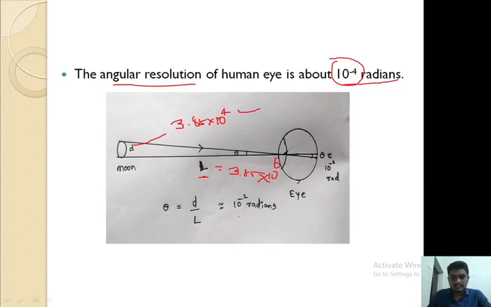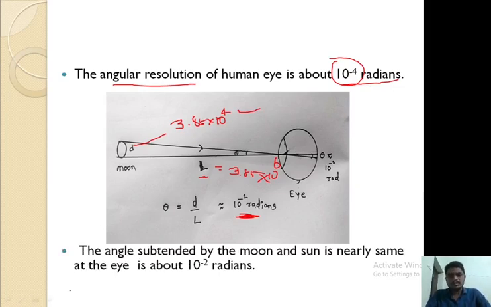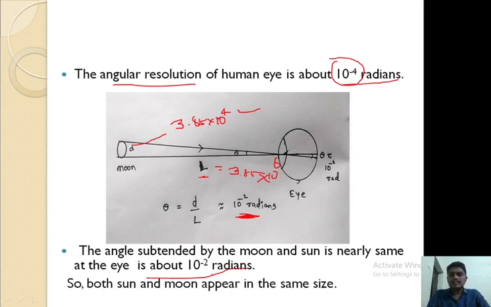So you will get the angle subtended by the moon about 10 power of minus 2 radians, which is much bigger, more than 100 times bigger than the eye resolution. So that is why moon and sun look bigger to us. Both sun and moon subtend the same angle at the eye, that is why they look the same size. Okay, right. Let us take another example.